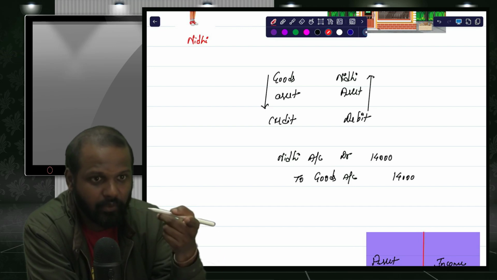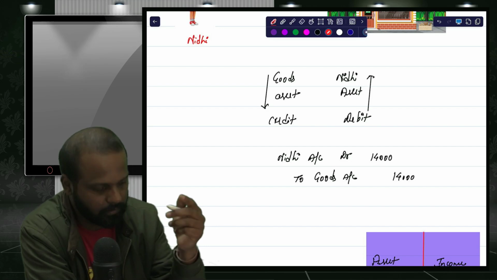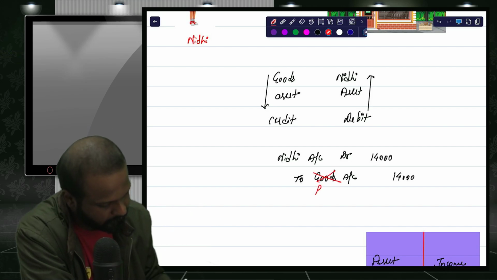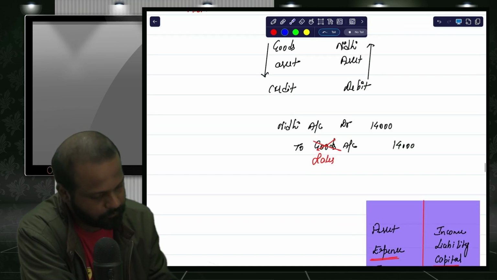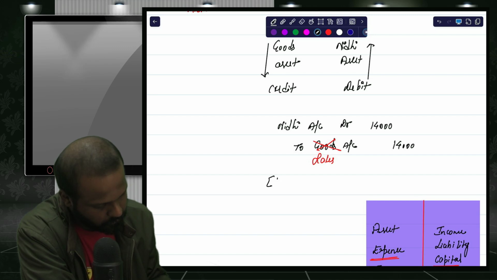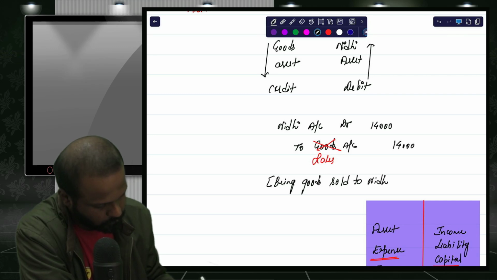As we are selling the goods to the customer, we use the name sales. So the correct entry will be Nidhi account debit to sales account. So narration will be being goods sold to Nidhi.